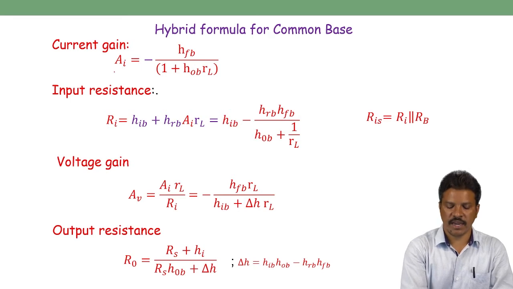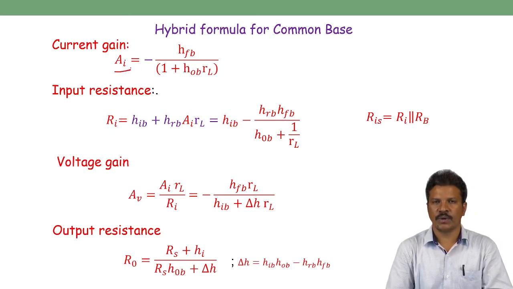So what is the current gain for a generalized equation? AI is equal to minus hf by 1 plus h naught into RL, small RL.